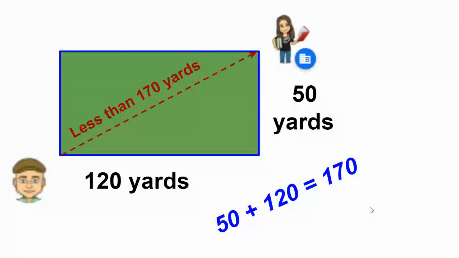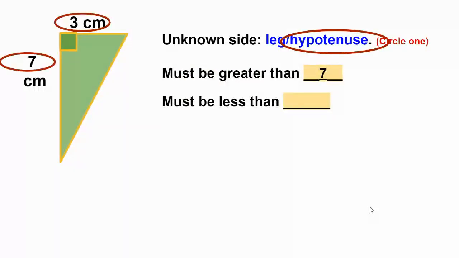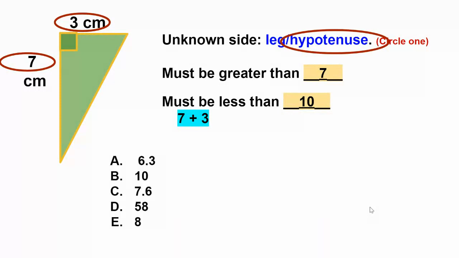So my hypotenuse cannot be bigger than the 120 plus the 50, because I'm going to cut through. So when we go back to this problem and we see our legs of 3 and 7, our hypotenuse can't be bigger than if I added them together and did 7 plus 3 and get 10. It has to be less than 10. All right, so the reason why this is important, it helps you really narrow it down and eliminate ridiculous multiple choice answers. So here's some multiple choice answers.